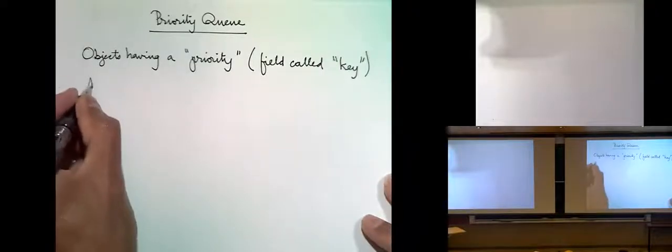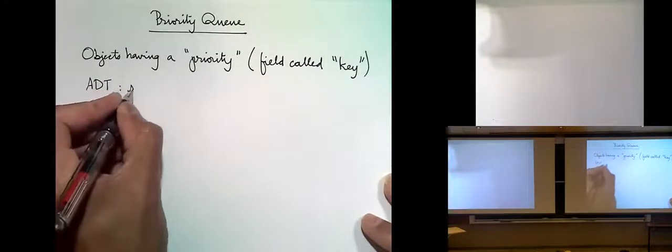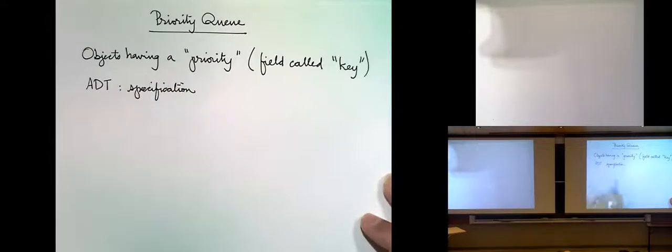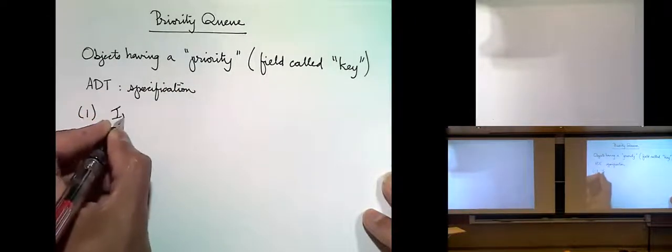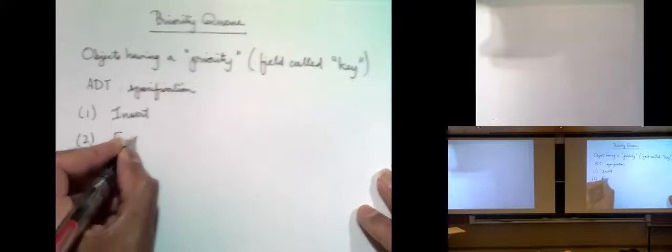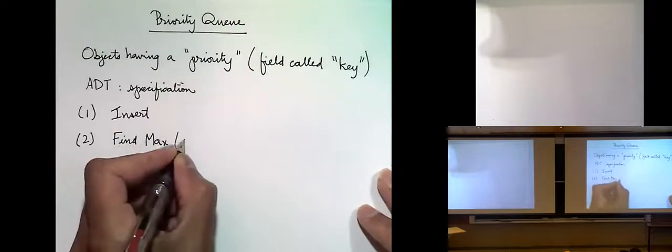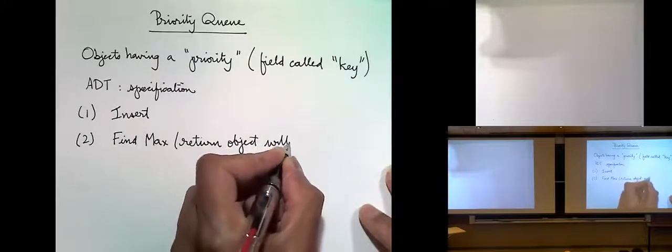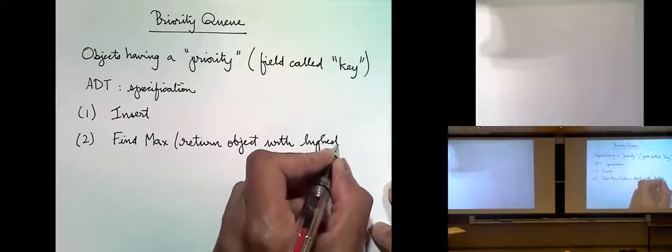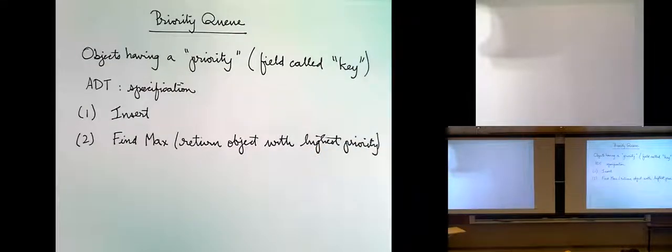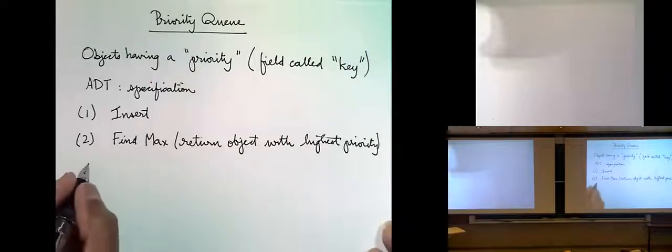So right now I'm specifying the abstract data type, which is I'm just giving a specification of what are the operations that you want to do. So you want to insert. You want to find the max, which means return the object with the highest priority. So this is a very specific kind of find, right? You just want to find the maximum that's been inserted so far.